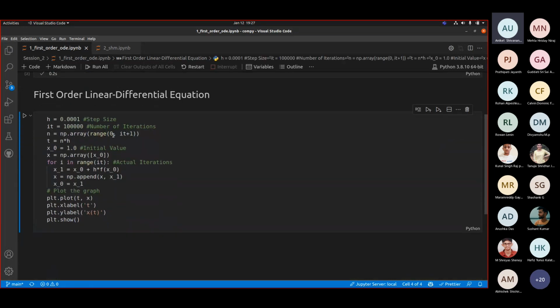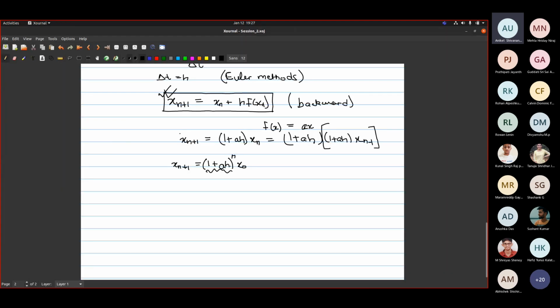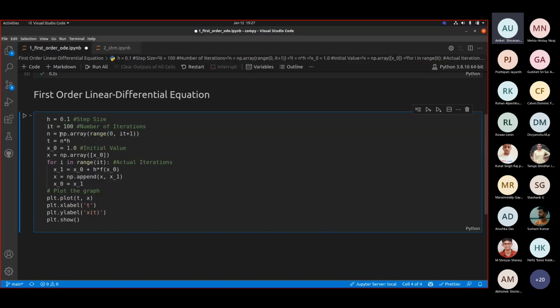Now try to see this code very carefully. Here I've taken the step size. Let's start out with the smallest step size. I've taken the step size to be 0.1. The number of iterations would be 100, that is the number of times you do this calculation. You start with n equals 0, 1, 2, 3, 4, and you go till 100. Similarly, this is the number of time steps. This is an array of time steps.